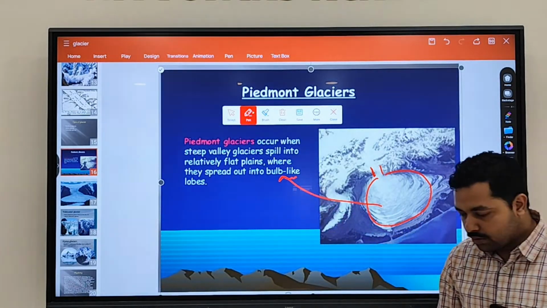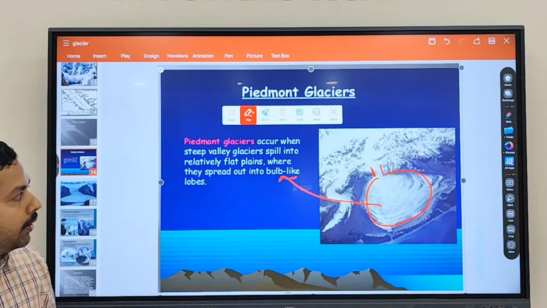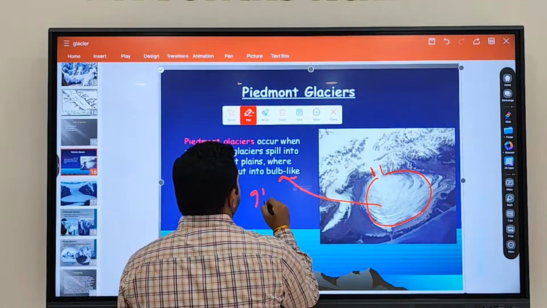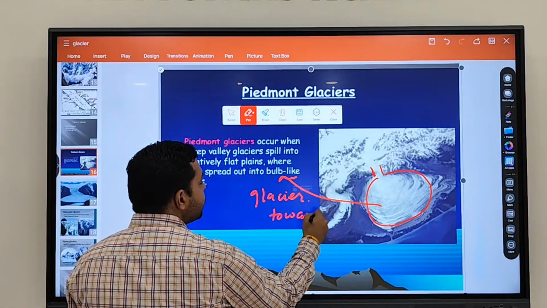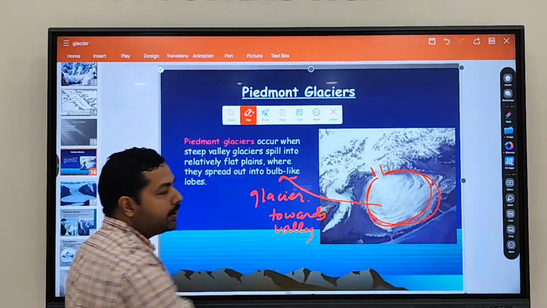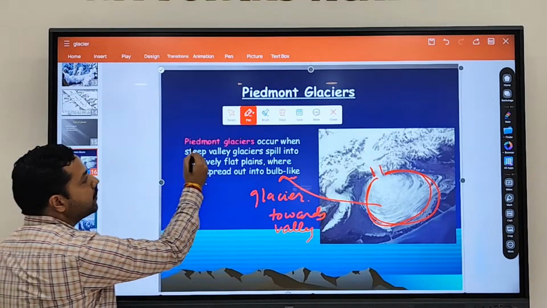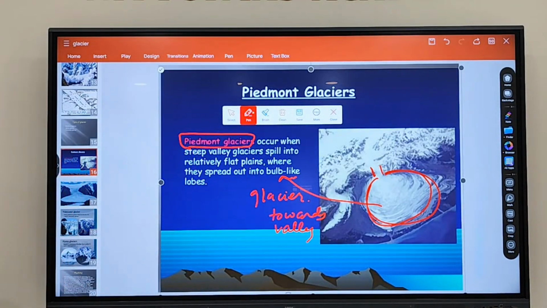Fine. So when a glacier moves down towards the valley, you will see spreading of this particular glacier. It will form a bulb-like structure, and such things are called a Piedmont glacier.